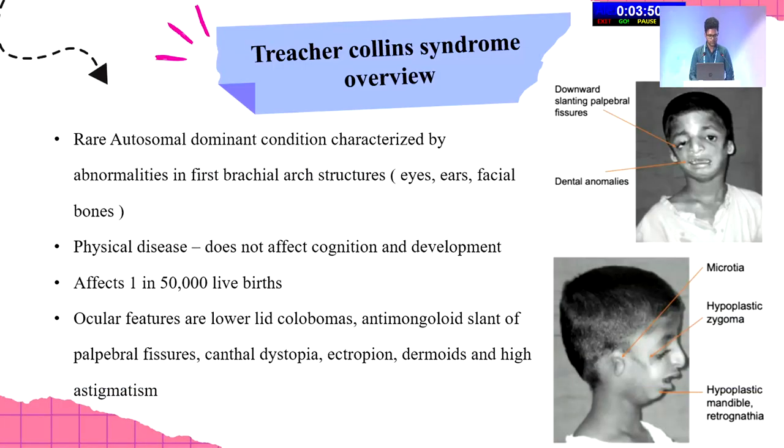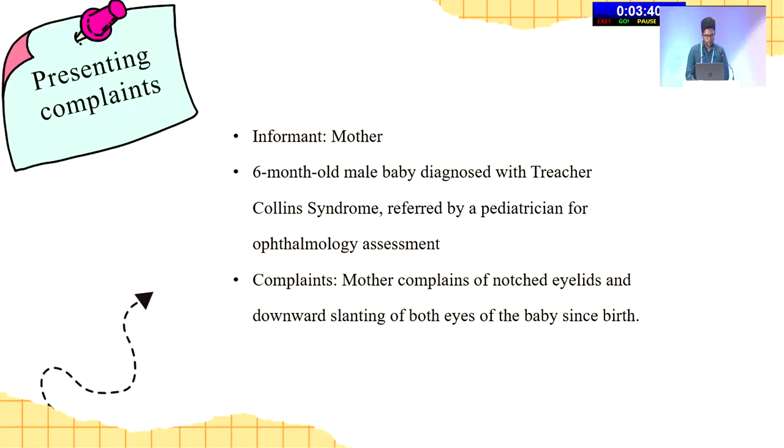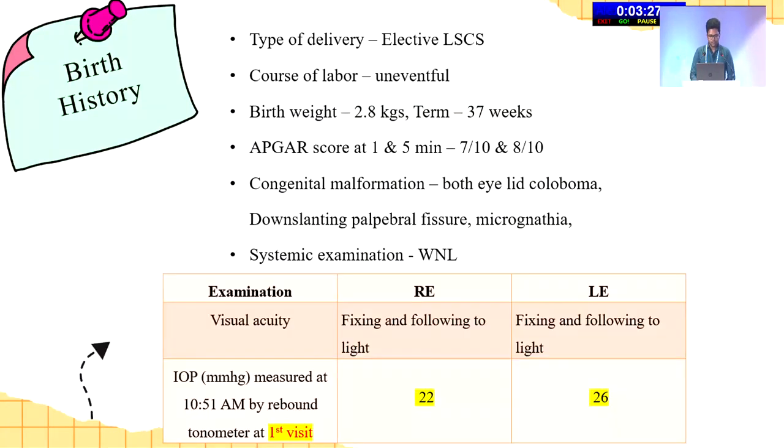It primarily presents with craniofacial features, and ocular features include lower lid coloboma, antimongoloid slant of palpebral fissure, canthal dystopia, ectropion, dermoids, and high astigmatism. Coming to my case, it's a 6-month-old baby diagnosed with Treacher-Collins syndrome, referred by a pediatrician for ophthalmology assessment to a tertiary eye care center. The mother was concerned about notched eyelids and downward slanting of both eyes of the baby since birth. It was a full-term baby delivered by elective LSCS to a non-consanguineous marriage.